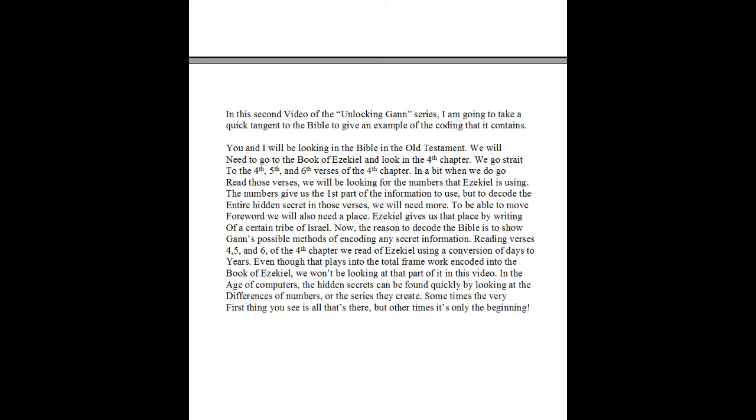Now, the reason to decode the Bible is to show Gann's possible methods of encoding any secret information in his books. Reading verses 4, 5, and 6 of the 4th chapter, we read of Ezekiel using a conversion of days to years. Even though that plays into the total framework encoded into the book of Ezekiel, we won't be looking at that part in this video. In the age of computers, the hidden secrets can be found quickly by looking at the differences of numbers or the series they create. Sometimes the very first thing you see is all there is, but there are other times where it's only the beginning.